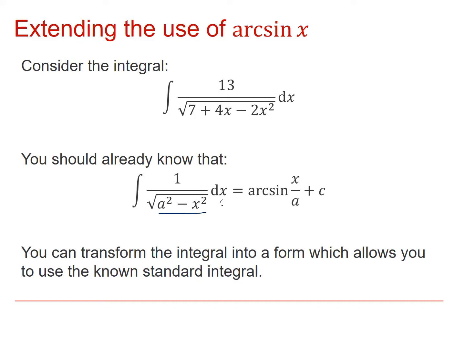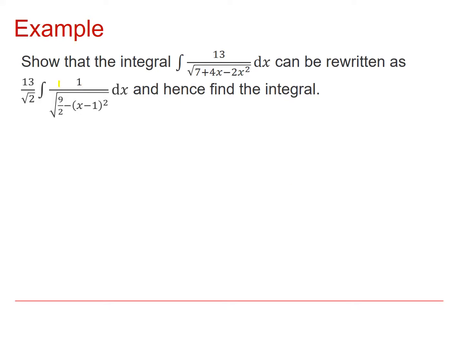If we can do that, we know we'll get an arc sin x over a type of result. Arc sin, remember, is the inverse sine, and we might also see it as sine to the minus 1. We will use arc sin throughout this video. So here's an example. I've got an integral here, and I want to rewrite it in this form. So let's start with the original integral, 13 over the square root of 7 plus 4x minus 2x squared.